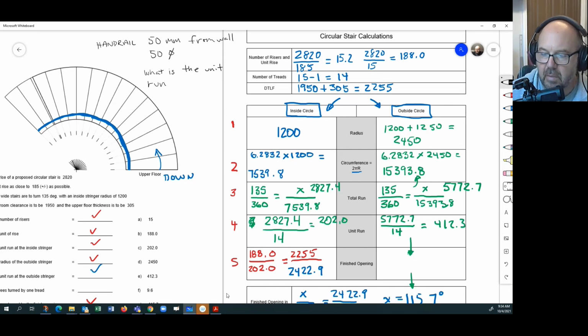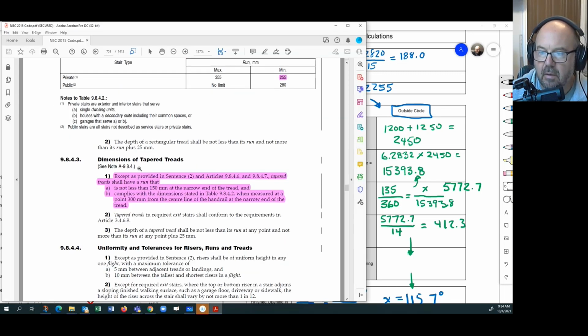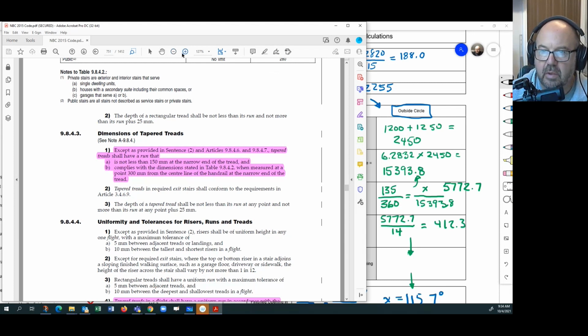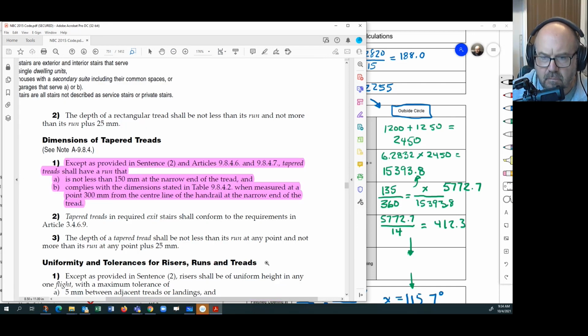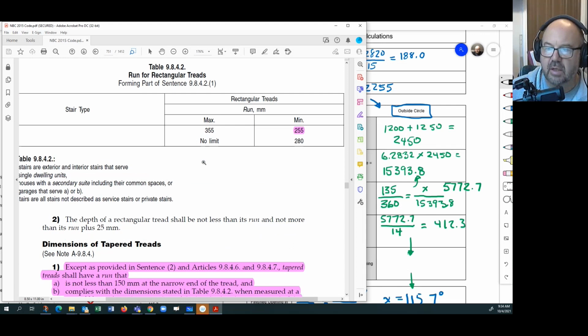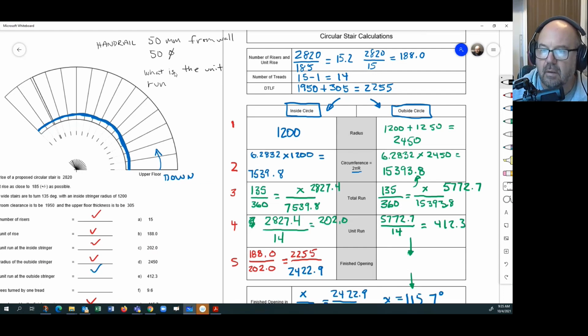And I'm going to come back to the code here now. Zoom, zoom, zoom. Complies with the dimensions stated in table 9842 when measured at the point 300 from the center line of the handrail at the narrow end of the tread. How would we ever check to make sure that our stair, which we just did all these calculations for, actually complied to the building code? And realize that our spread is 255 to 355. Okay, let's go back. 255 to 355.